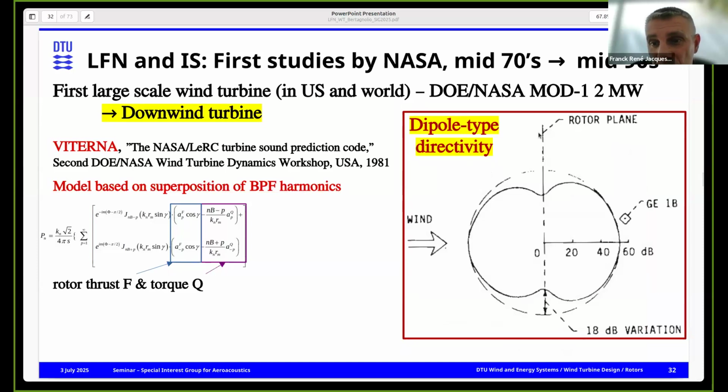The other thing that they could measure actually is the directivity around it. So here you are on the top, looking at the turbine from the top, and here, if you have a microphone on the ground, you can see that it has kind of a dipole directivity type. So you have less noise when you are in the rotor plane. That's what is well known today, not only for low frequency noise, but as well for trailing edge noise and all.